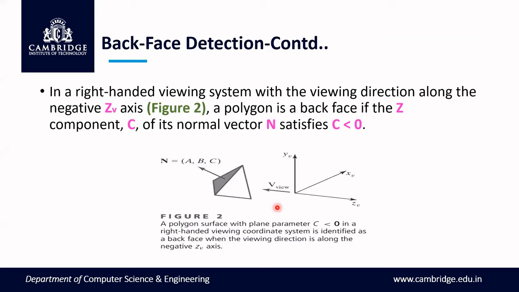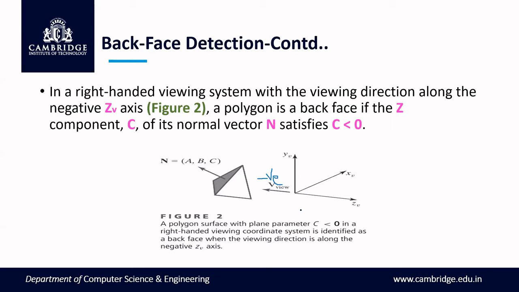So in a right-handed system, you can see this diagram. On the right-handed, your viewing is this side, so this side is negative. If your viewing direction is this, then in which direction is my viewing? My viewing is in the negative Z value. Wherever you keep your viewing, it is going opposite of the Z axis, so it is negative only, right?